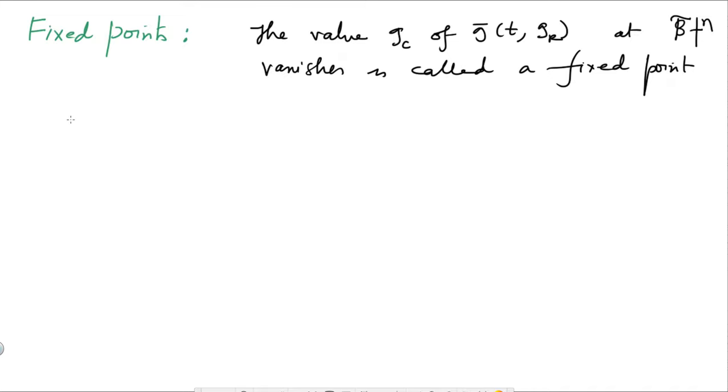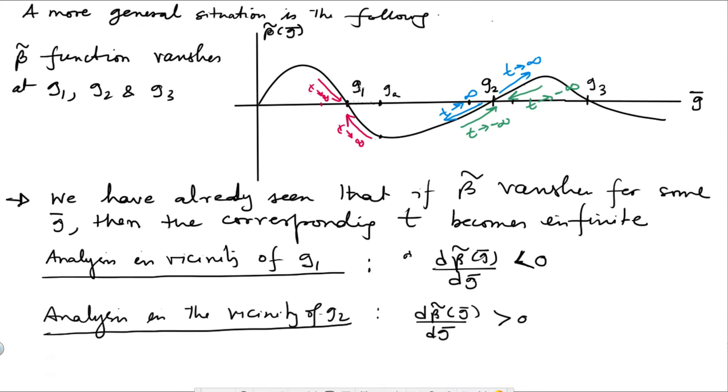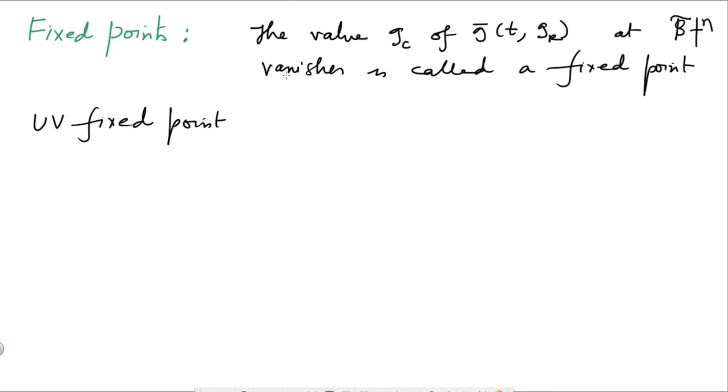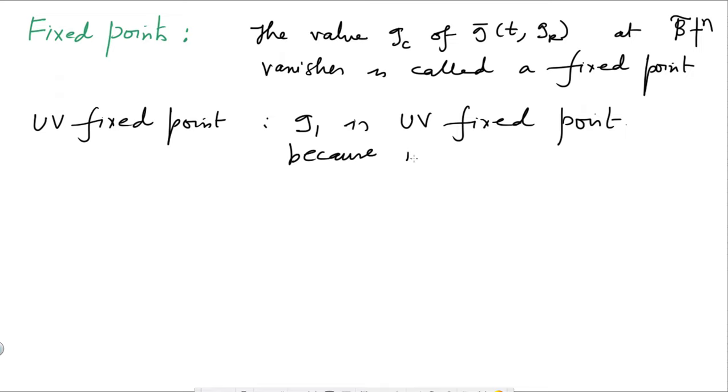Now, there is a UV fixed point, an ultraviolet fixed point. For example, G1 is an ultraviolet fixed point. Ultraviolet meaning t going to infinity. So in that limit, when you take large t, whether you start this way or that way, you are reaching the point G1. So G1 is a fixed point, and it's called an ultraviolet fixed point, because in the t going to infinity limit, the coupling G bar goes to G1.